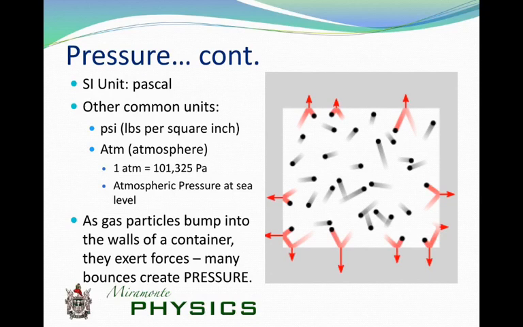So as gas particles bump into the walls of a container, think about our momentum, right? F delta t equals m delta v. As they bump in, they change the momentum. There must be a force there. If you have lots of particles, you get lots of force, and that's what creates pressure.